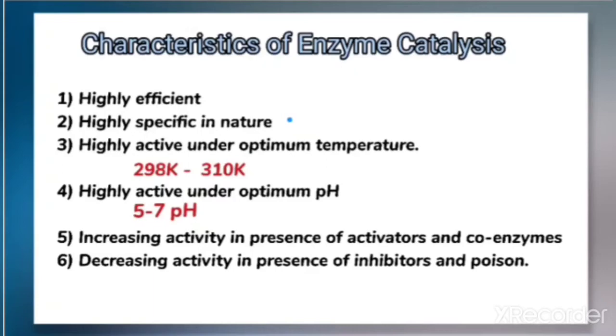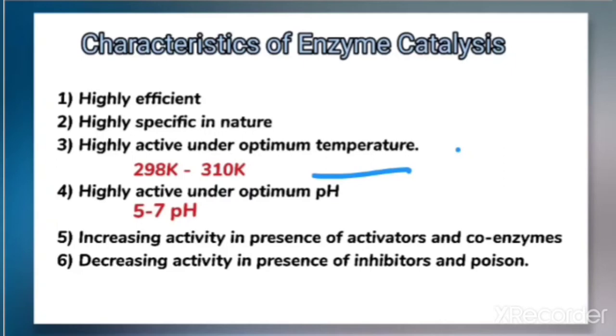That means it is highly specific. So we have seen that for the specific reaction, specific enzymes catalyze. So we can use the property here, that it is highly specific in nature. Next, they are highly active under the optimum temperature. That is, the rate of an enzyme reaction becomes maximum at a definite temperature. That is called the optimum temperature. So the activity of enzyme is highest at a temperature which is called the optimum temperature.